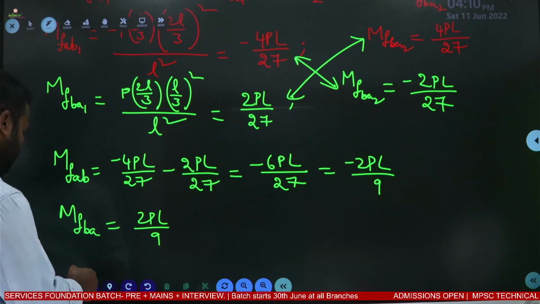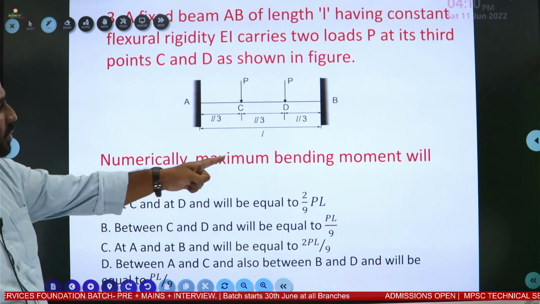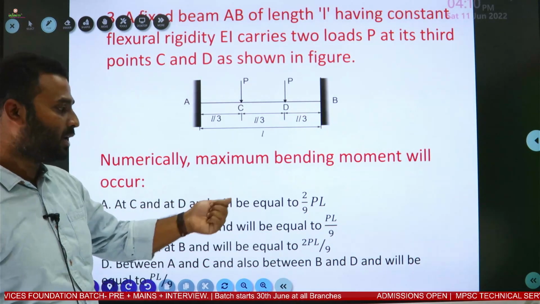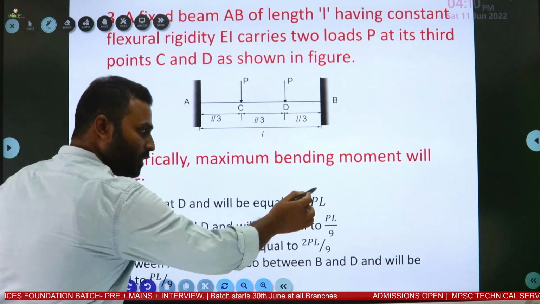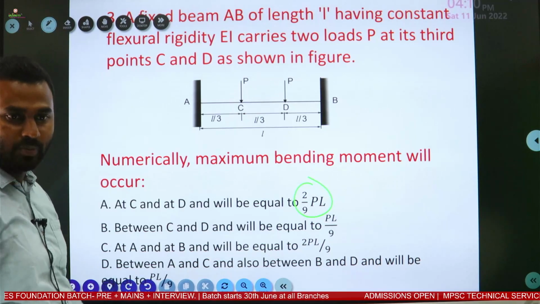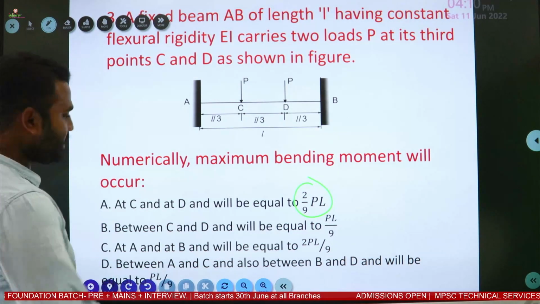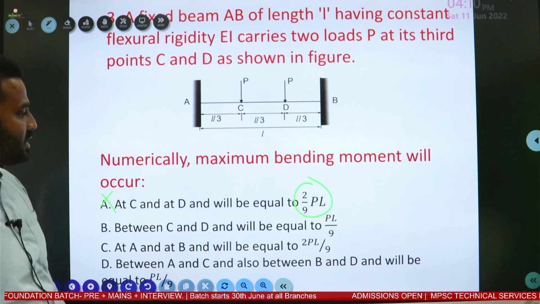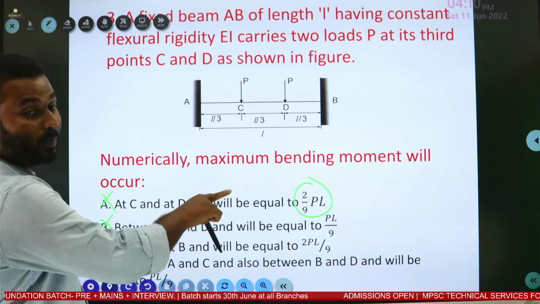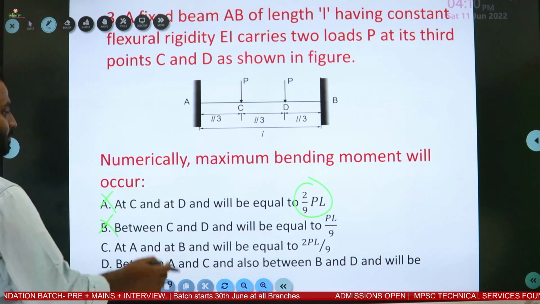Now let us come back to our question. So see, this is the beam. Numerically, the maximum bending moment, as we have just calculated, is equal to 2PL by 9. Even though the value may be equal to 2PL by 9, that is occurring at A and B, not at C and D. So cancel. Between C and B it is PL by 9. No, not maximum. Maximum is 2PL by 9. But here it is PL by 9. We can rule it out. Next.